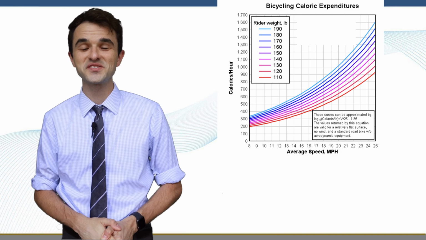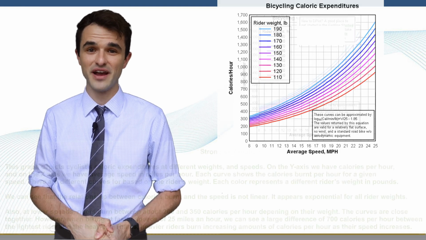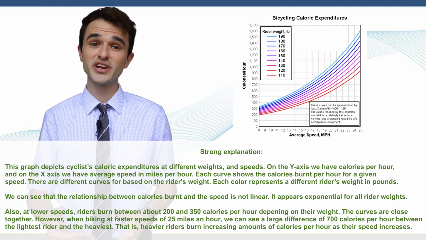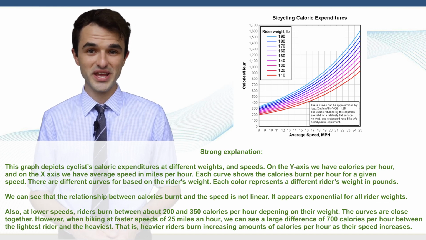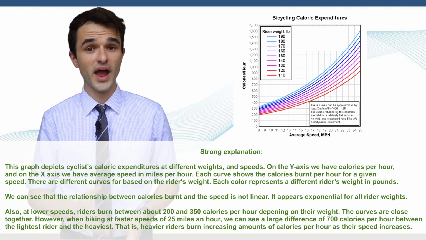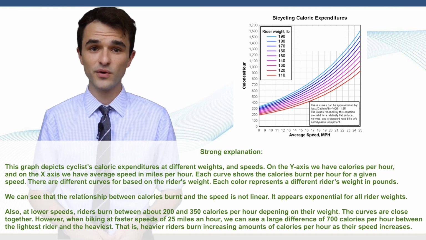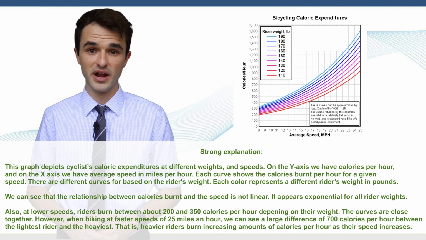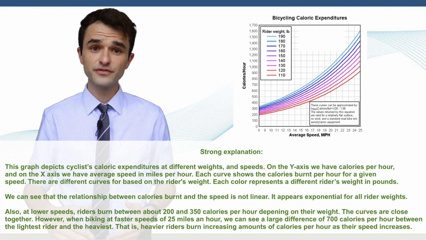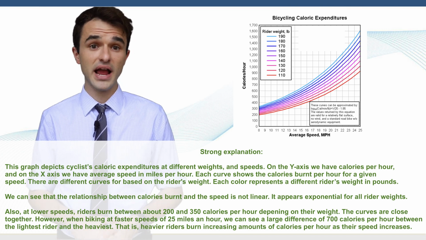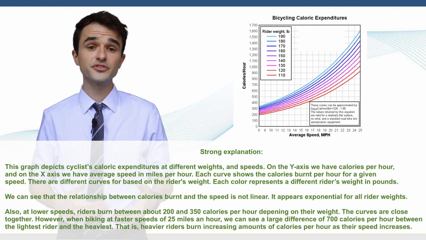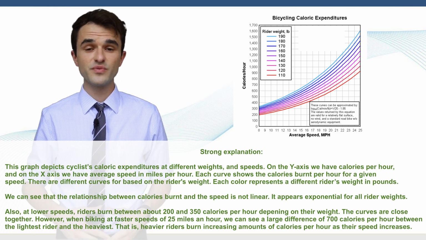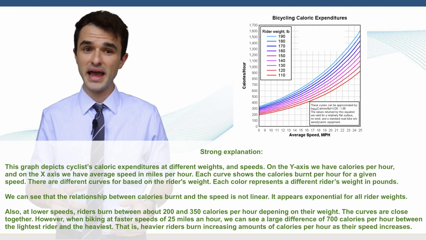So here is a strong explanation of this graph. This graph depicts cyclists' caloric expenditures at different weights and speeds. On the y-axis, we have calories per hour, and on the x-axis, we have average speed in miles per hour. Each curve shows the calories burnt per hour for a given speed. There are different curves based on the rider's weight. Each color represents a different rider's weight in pounds.